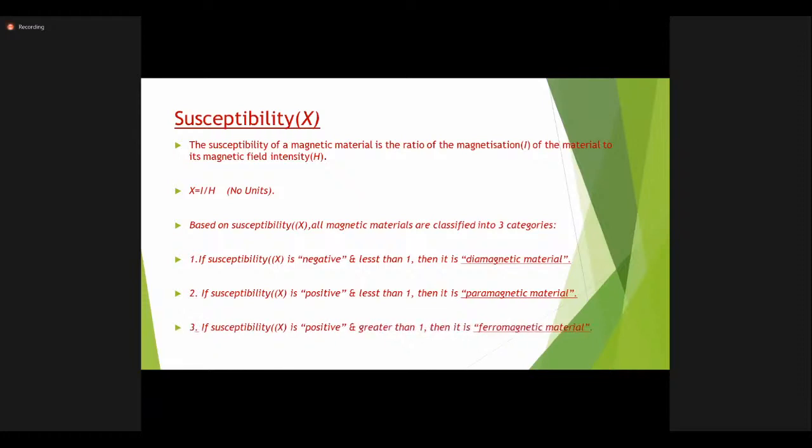If susceptibility is negative, please remember, in the external examination, if he gives a negative value of susceptibility, it means it is a diamagnetic material. Diamagnetic materials, which are non-magnetic materials never attracted to any magnetic field, all have negative susceptibility. If the susceptibility is positive and less than 1, it is a paramagnetic material, feebly attracted to a magnetic field. If the susceptibility is positive and greater than 1, strongly attracted to a magnetic field, then you call it a ferromagnetic material.